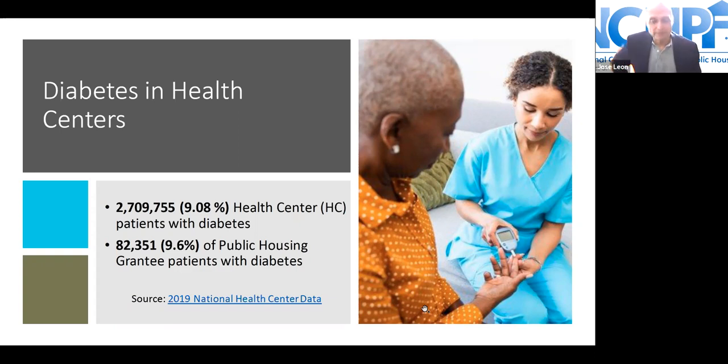In addition, remember that this specific population has other comorbidities. We are talking about hypertension. We are talking about behavioral health issues that we need to consider when we have a patient with diabetes, and make sure that we address all the comorbidities and not only diabetes. Next slide.